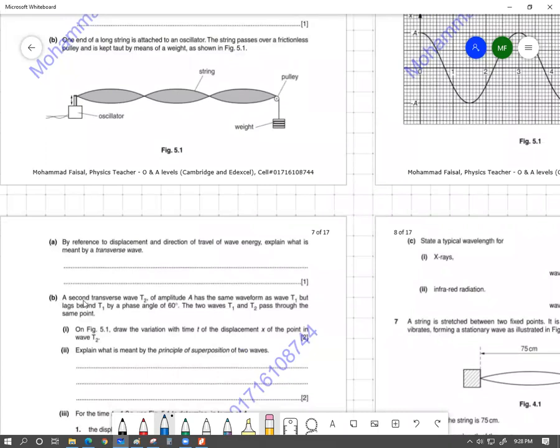In part B, it says a second transverse wave T2 of amplitude A has the same waveform as T1 but lags behind T1 by a phase angle of 60 degrees. The two waves T1 and T2 pass through the same point.